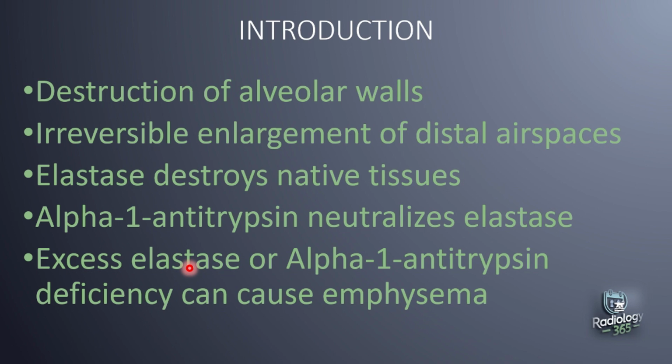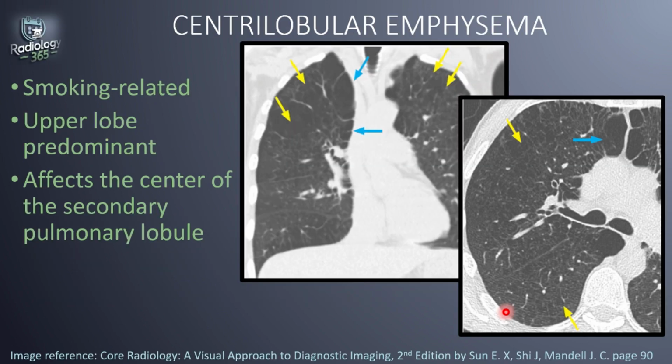Elastase is a powerful destructive enzyme which functions in the host defense mechanism, but excess elastase can be highly harmful to the native tissues. Alpha-1 antitrypsin normally neutralizes elastase. Either a surplus of elastase, for example in smoking-related emphysema, or insufficient neutralizing enzyme, that is in alpha-1 antitrypsin deficiency, can cause lung destruction and resultant emphysema.